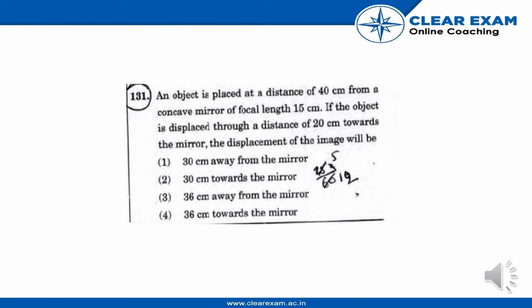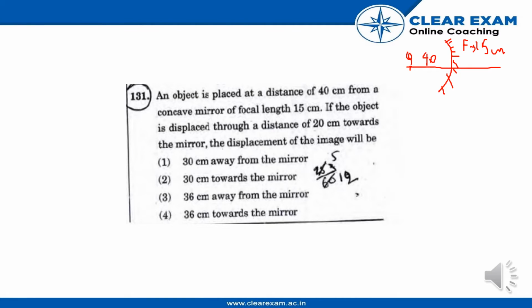An object is placed at a distance of 40 cm from a concave mirror of focal length 15 cm. Okay, let's try to observe this. This is a plane, this is a concave mirror, and an object Q is placed at a distance of 40 cm. The focal length of this concave mirror is 15 cm.